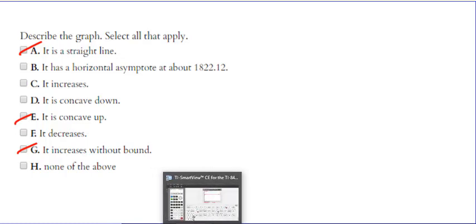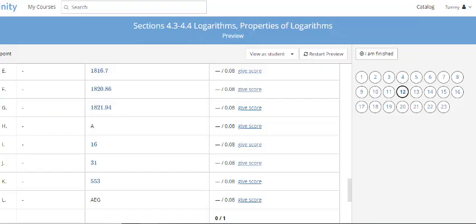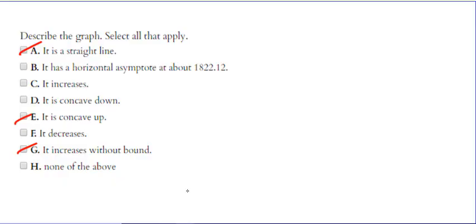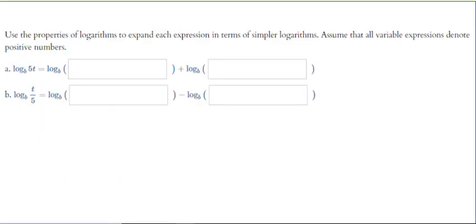There's better problems to show compounding than this. It's just, yeah, it's not a really good problem. All right, so here, there's that one. We're done with that one.